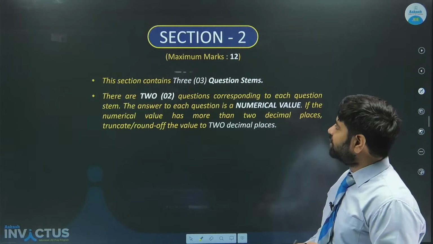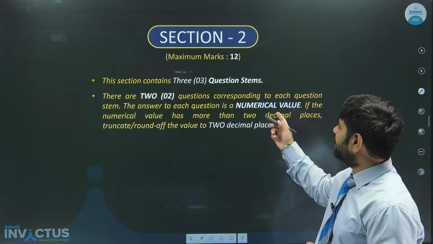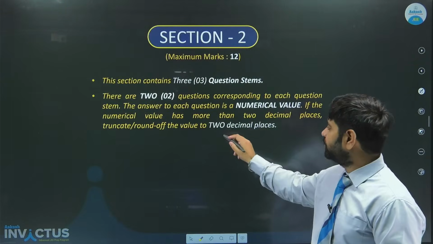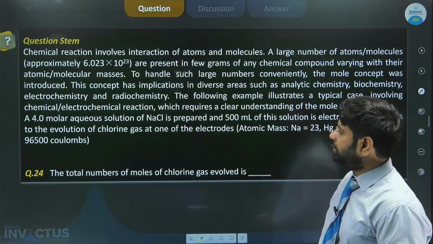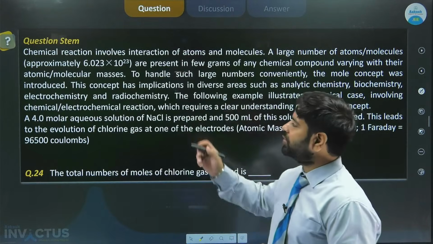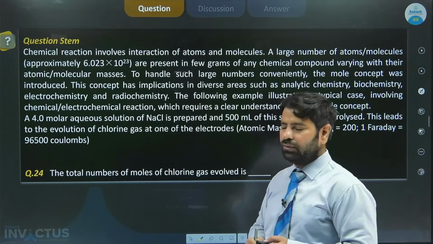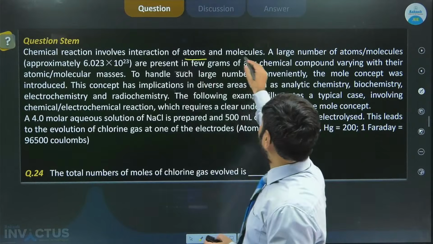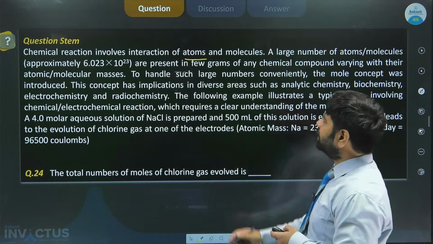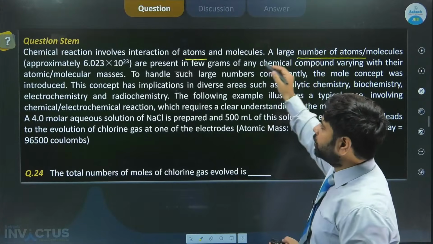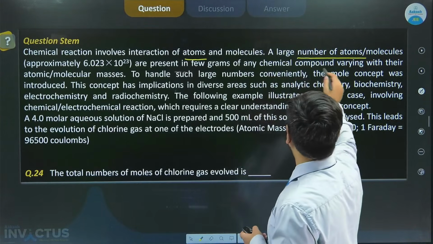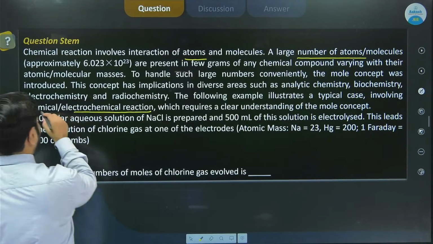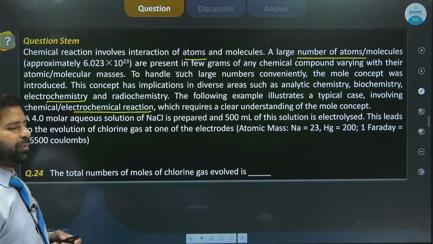Now it is the next section that contains 3 questions. All of them have numerical type answers up to 2 decimal places. So the very first question is the question stem, that is comprehension based. Chemical reactions involving the interaction of atoms and molecules, and a large number of atoms and molecules are present in a few grams of any chemical compound. Now this is a question based on the electrochemical reaction. You can study here electrochemistry on the basis of Faraday's law.